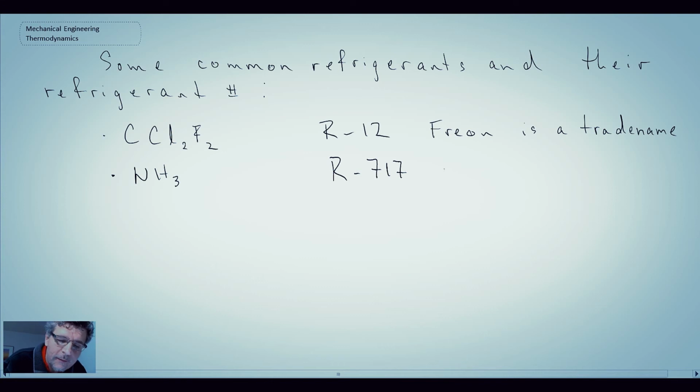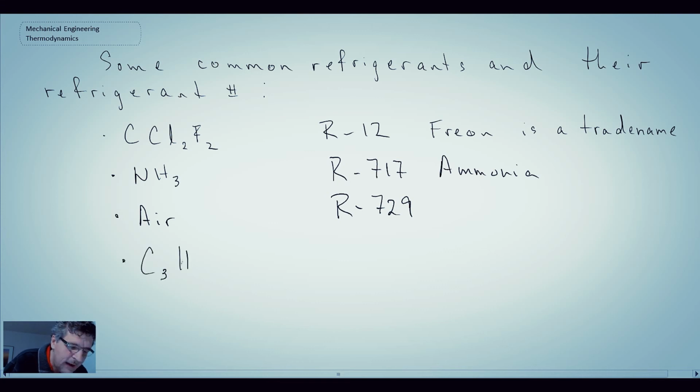NH3 is ammonia, and it is labeled as being R717. That is used more for commercial applications. Air, like we saw in the opening video clip, that is R729. And another one, C3H8. This is actually propane. Got to be somewhat careful with that because it's explosive. But it as well has its own refrigerant number.